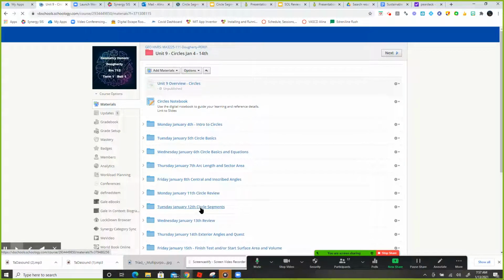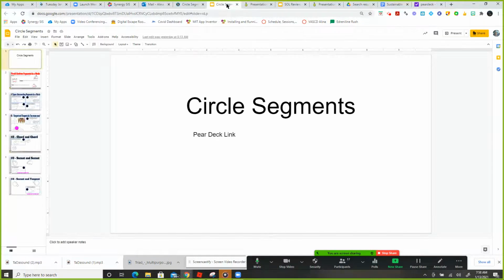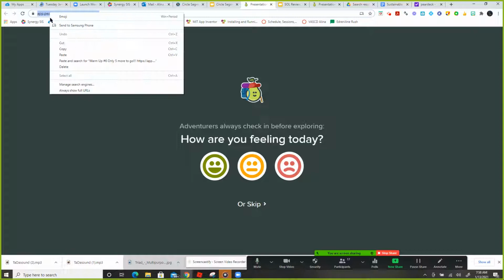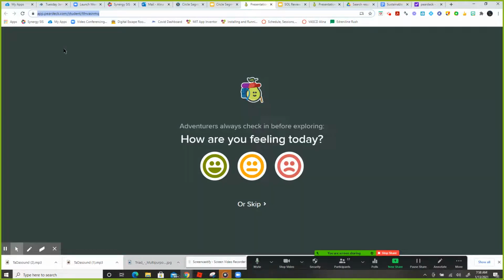So let's open Tuesday's folder. And I'm going to this circle segments link. And I give you the Pear Deck so you can open that. And let's finish these notes and then we'll do that homework together. Sound like a plan?